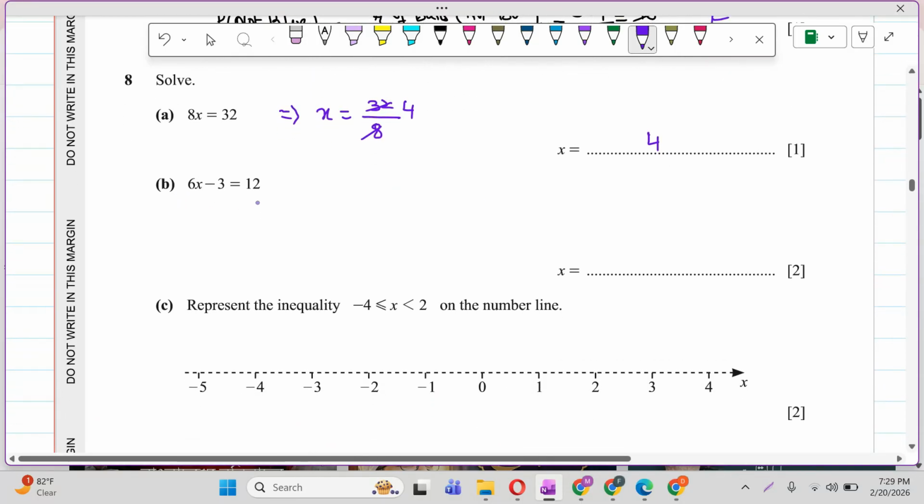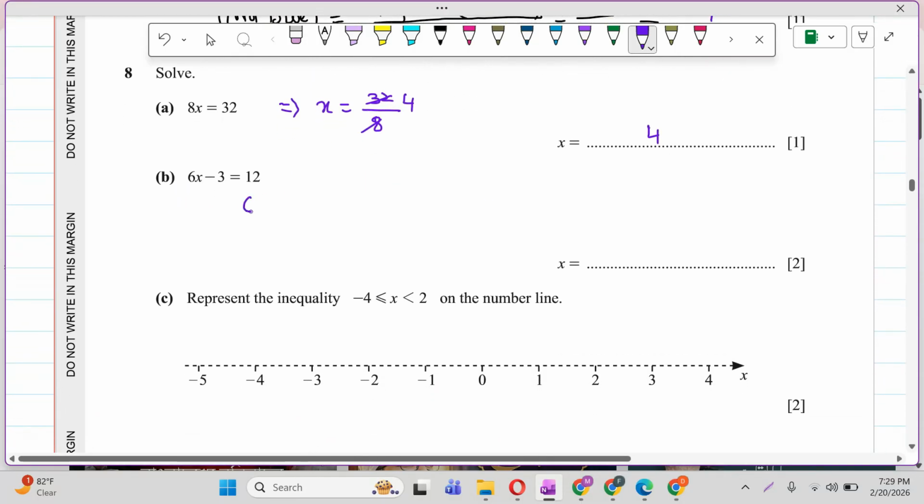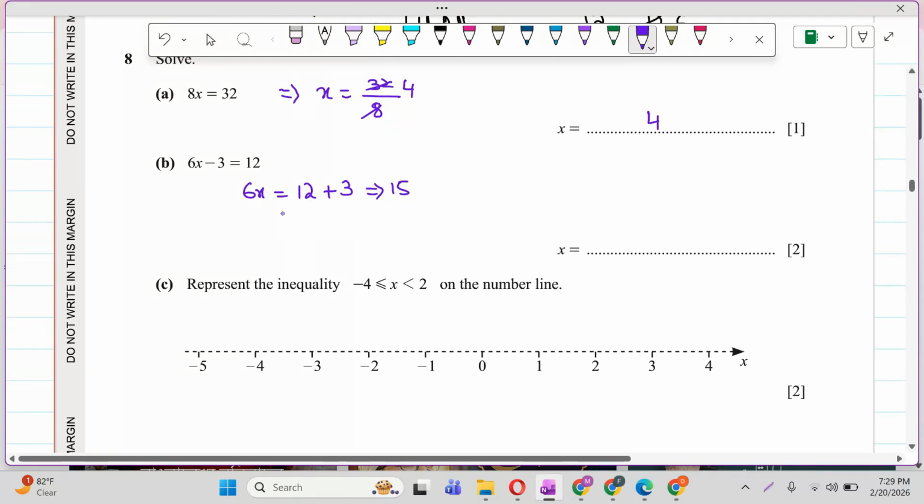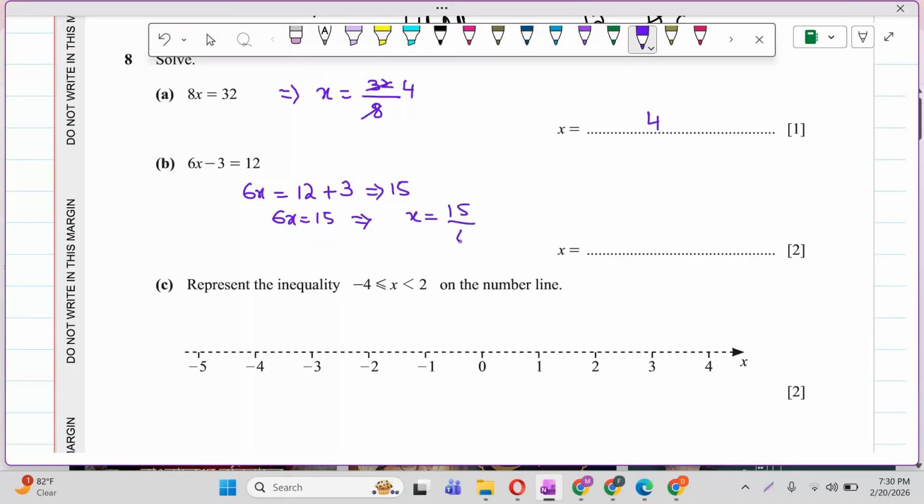Part B, 6x minus 3 equals 12. So 6x is equal to 12, and when we switch negative 3 to the right side, it will be positive 3. And this is equal to 15. So 6x is equal to 15. And further solving, we have x equal to 15 over 6. So 3 fives are 15 and 3 twos are 6. So this is 5 over 2, or you can write it as 2.5.